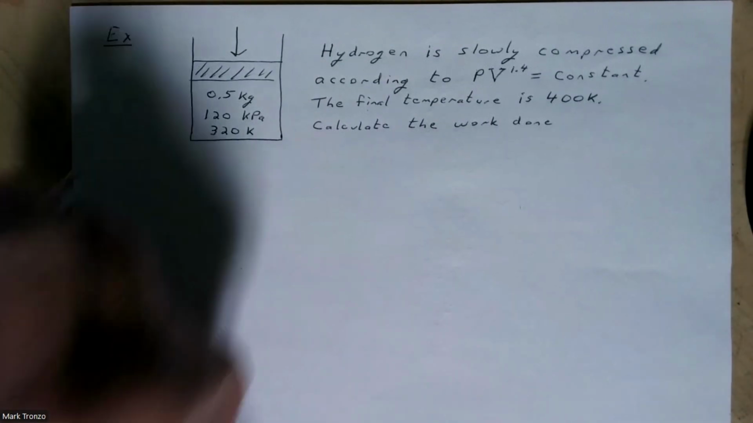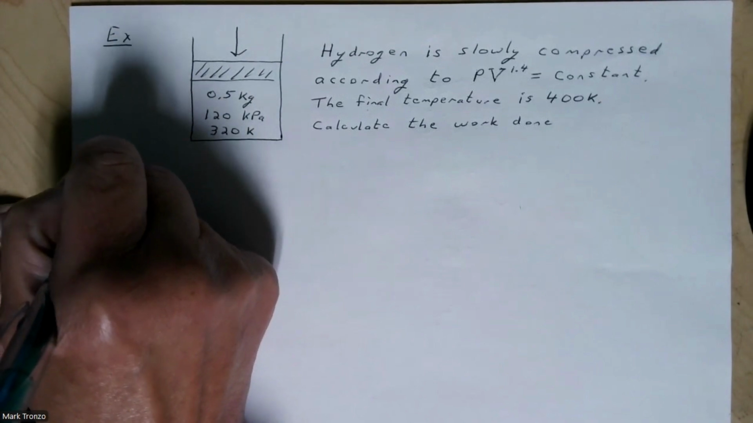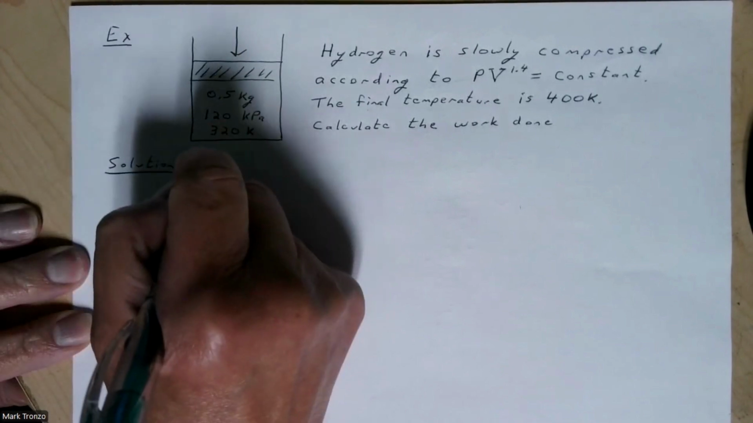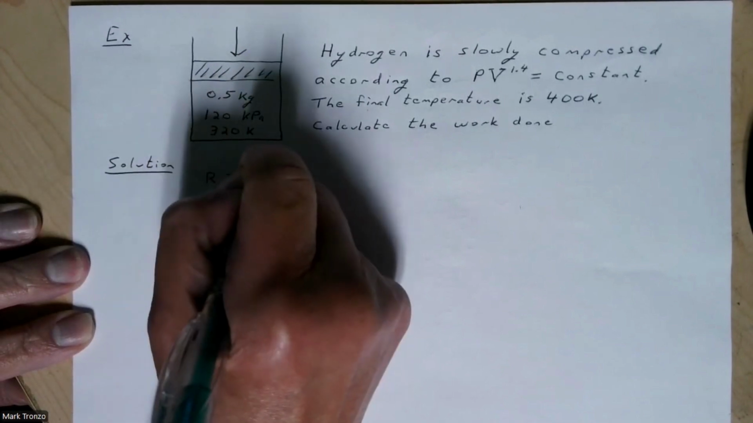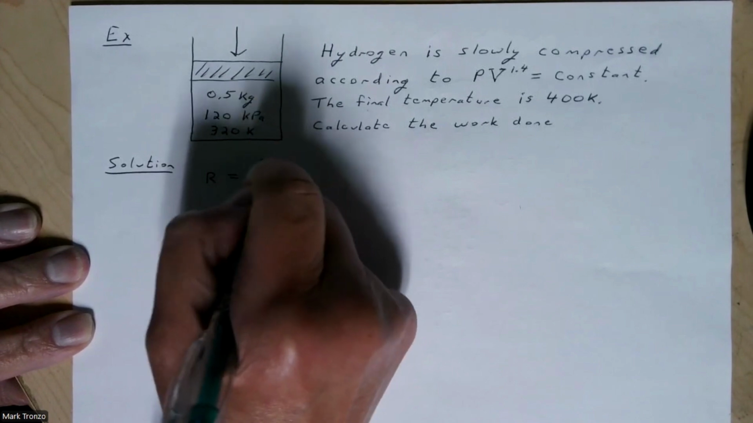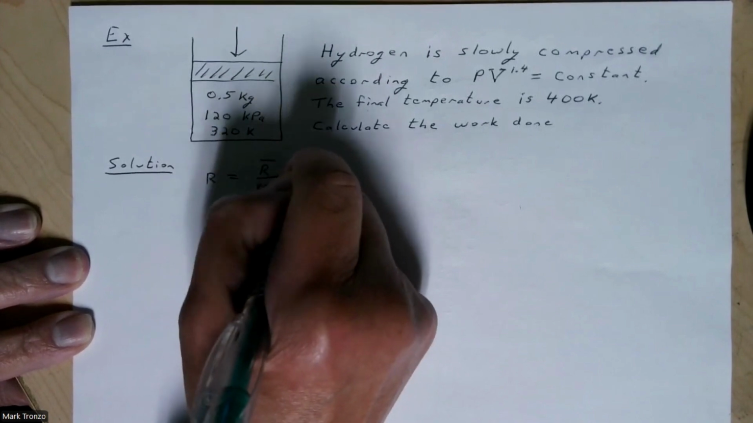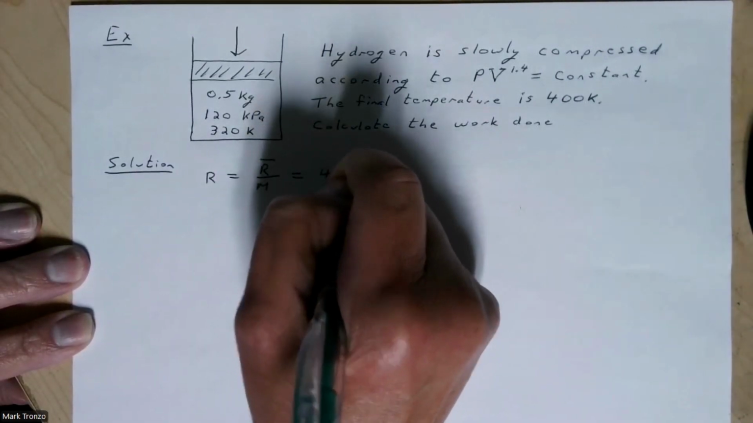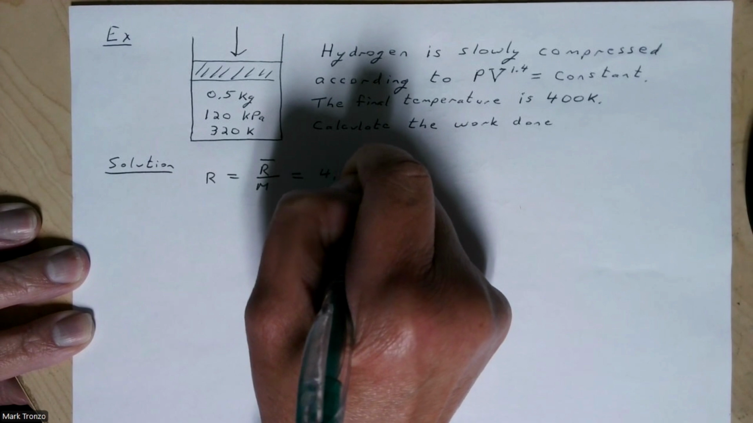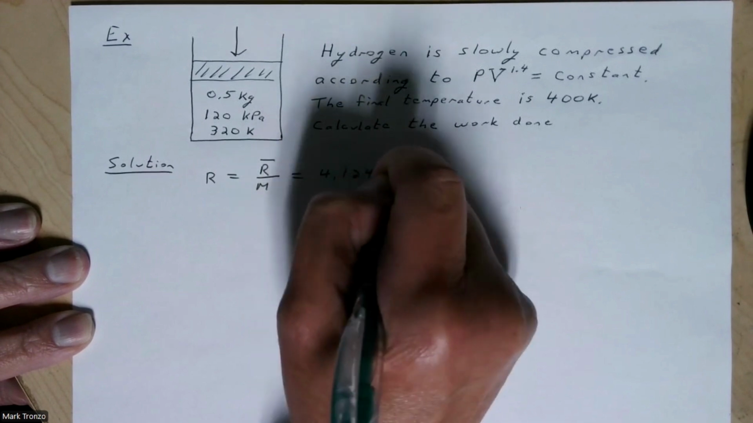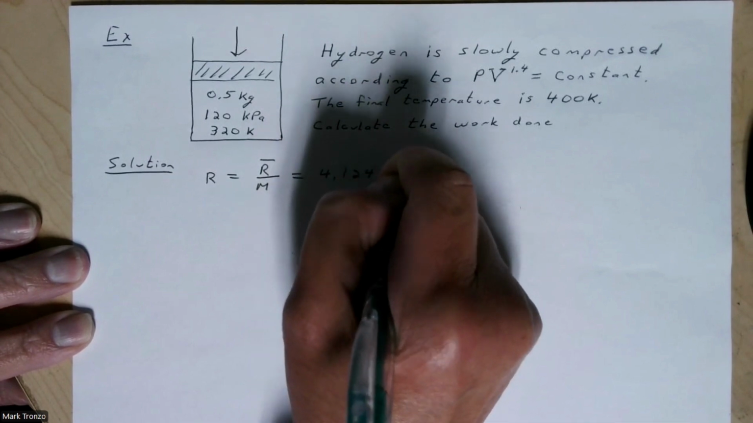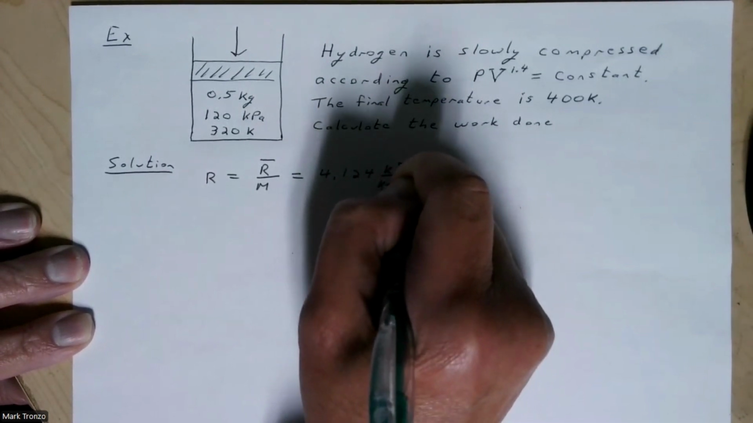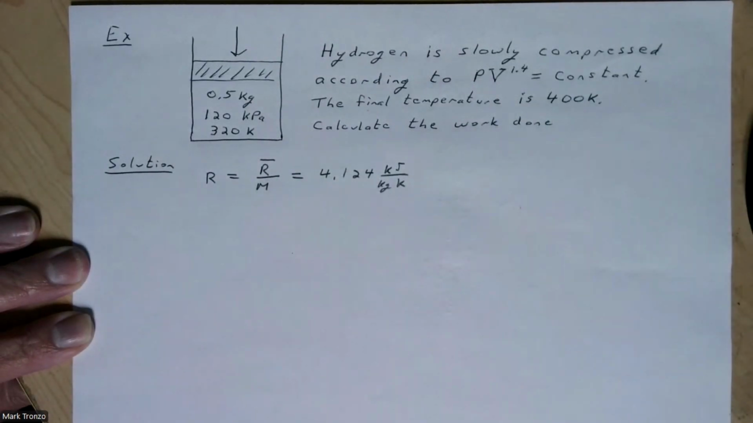And if we look up some values for hydrogen, the R value, again, it's R over the molecular weight, is 4.124 kilojoules per kilogram Kelvin, like this.